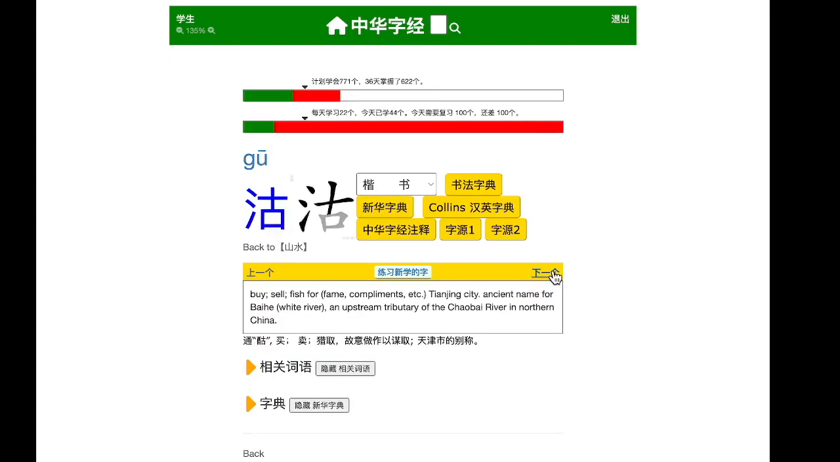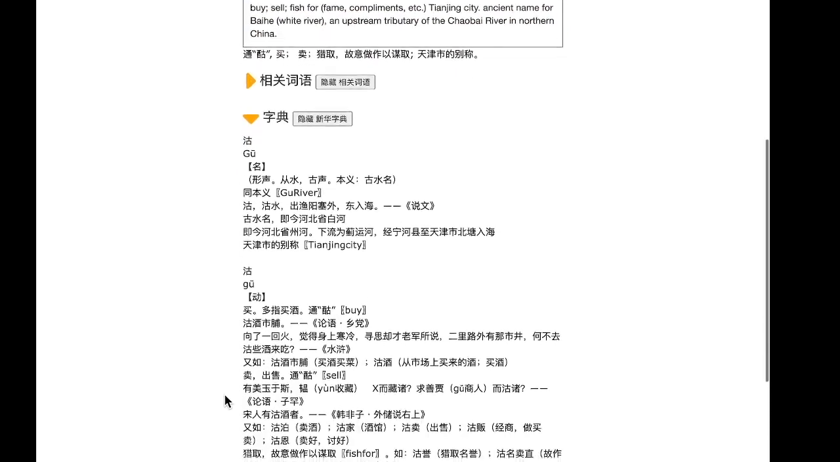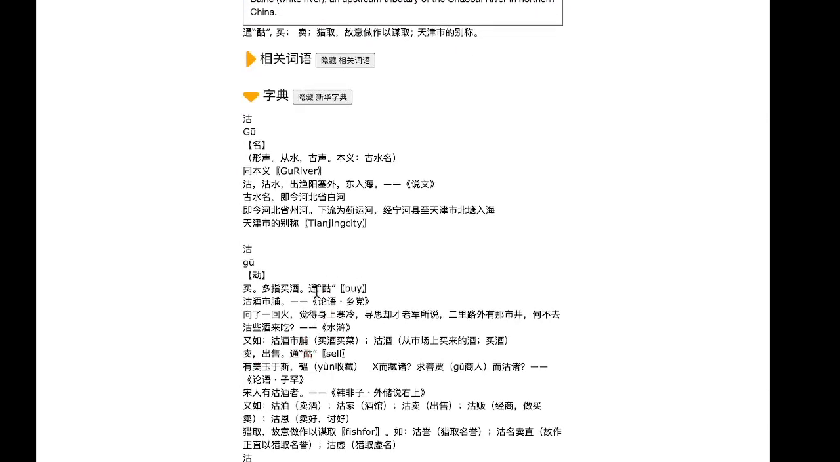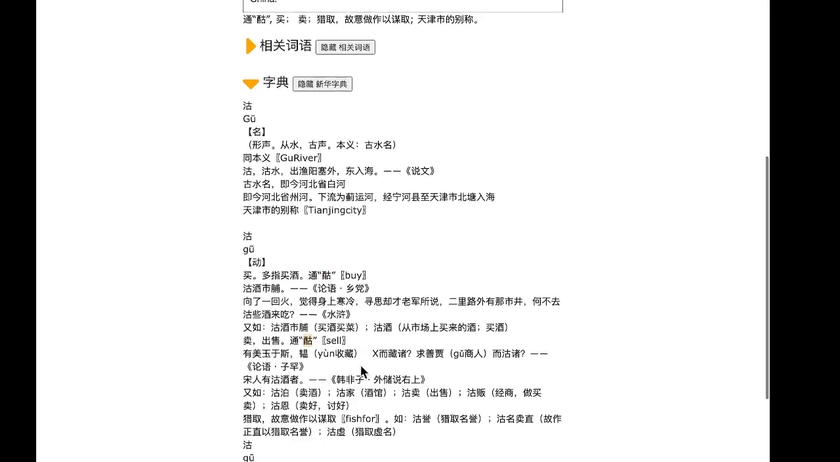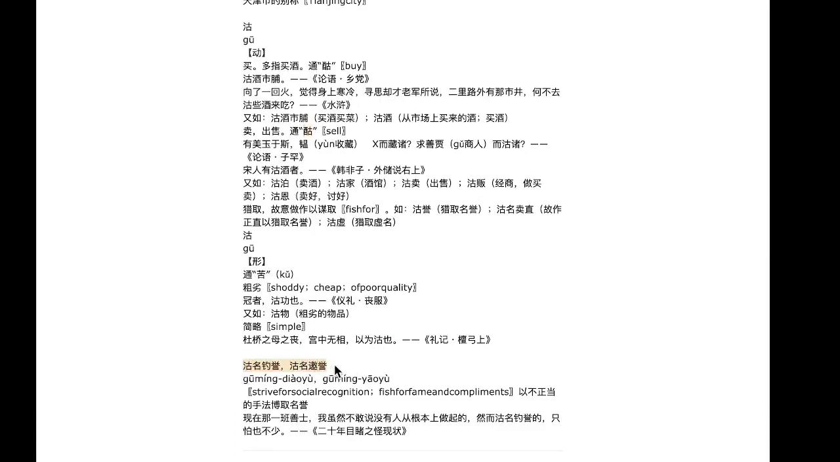Gu in ancient times referred to what is now called Baihe, which is an upstream tributary of the Chaobaihe in northern China. It's the old name for that river. All these other meanings like buying, selling, that's a different character that we use for that now. Pretty much you only use it in this saying. We're talking about striving for social recognition, fishing for fame and fortune, praise.